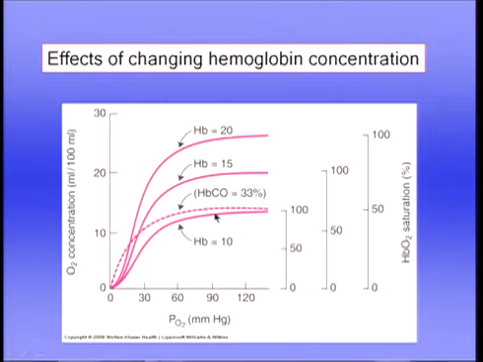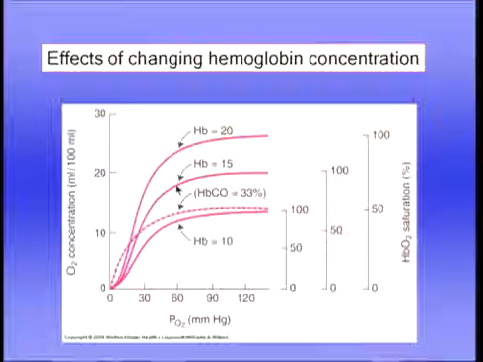By the same token, if we have anemia where the hemoglobin concentration is reduced to 10 grams per deciliter, then at a PO2 of 100, the saturation again is very nearly 100, 97%, but of course the oxygen concentration is less. Take another example. Suppose we go to high altitude and reduce the arterial PO2 to, say, 60. Then we'll find that the oxygen saturation and the oxygen concentration will both be reduced, together with this reduction in arterial PO2.